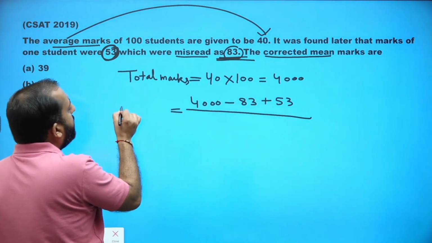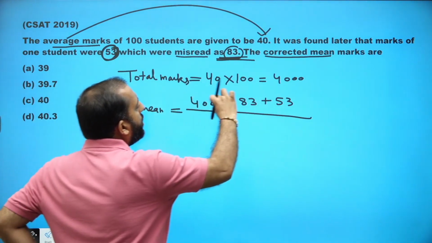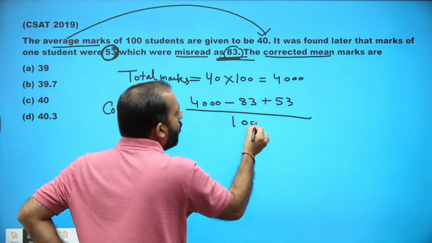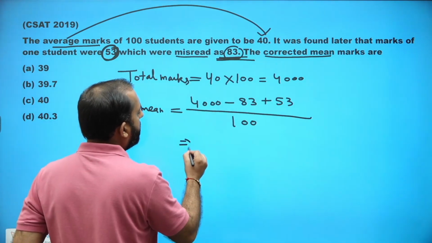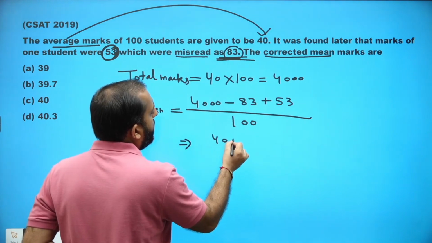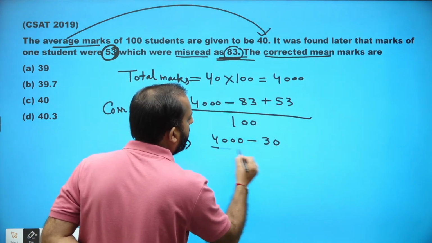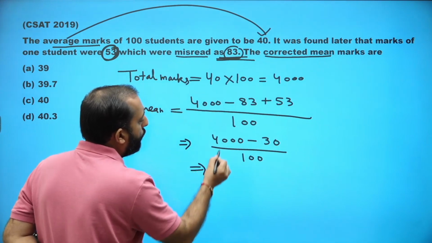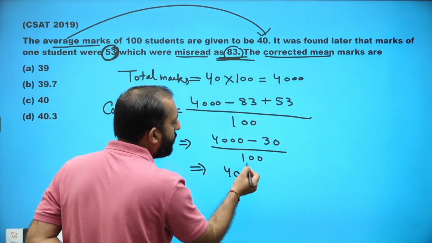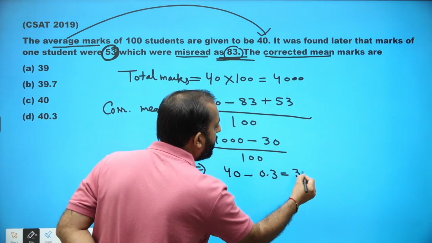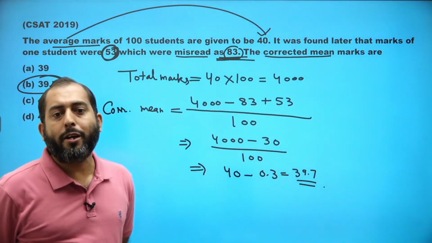So the corrected mean should be the total corrected score divided by the total number of students under observation, which is 100 again. If we solve this, in the numerator we have 4000 minus 30, divided by 100. So 4000 upon 100 is 40, and 30 upon 100 is 0.3. Hence the answer is 39.7. Option B it is. Kindly make a note of it.